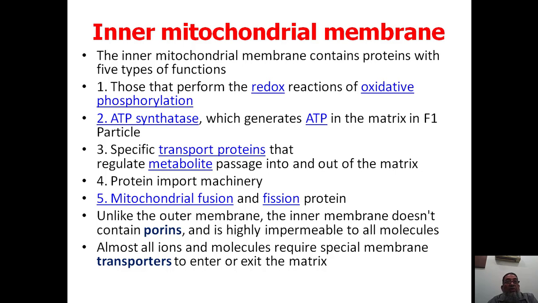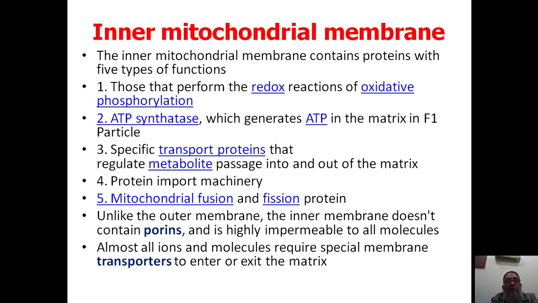Inner mitochondrial membrane. The inner mitochondrial membrane contains proteins with 5 types of function. The protein molecules are attached all over the inner mitochondrial membrane, and they perform these very important 5 functions. Oxidation-reduction reactions are concerned with the inner mitochondrial membrane. ATP synthetase, which generates ATP in the matrix in F1 particles, is also located in the inner mitochondrial membrane. Third, specific transporter proteins that regulate metabolite passage into and out of the matrix.